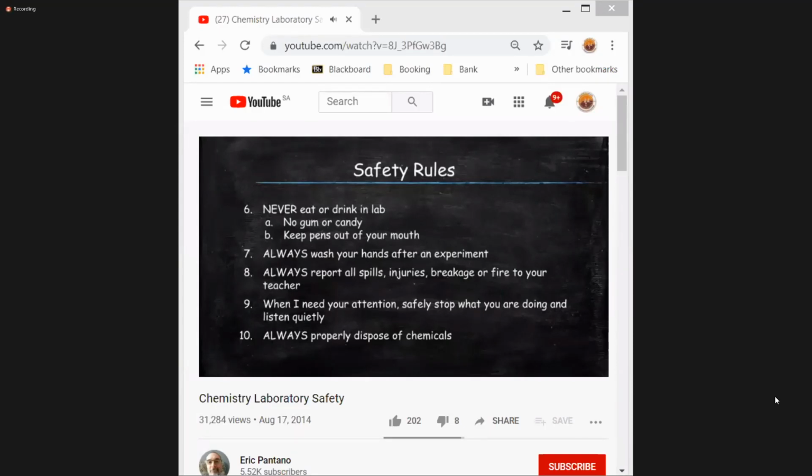Make sure that you summarize these safety rules in your notes. Make sure you do the quiz. If there is anything that you didn't understand, any confusion, please make that your question. Otherwise, we'll see you in lab.